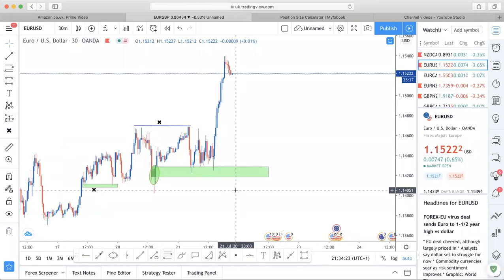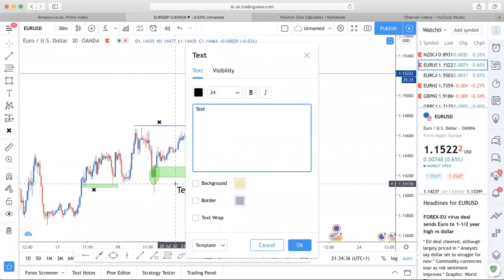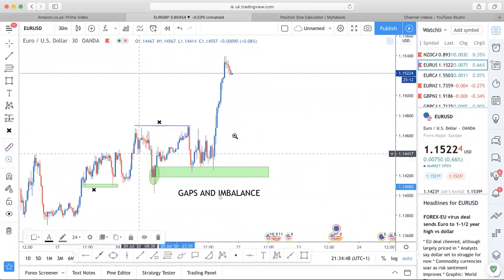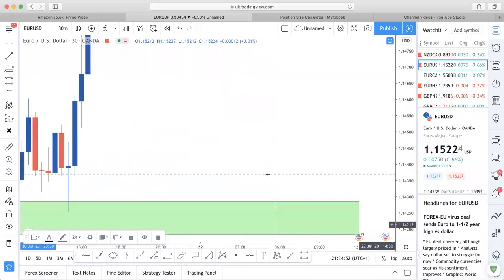Good. One more thing I am going to show you. Now we understand what liquidity is. We understand what an institutional candlestick is. The next thing that I want us to understand in trading smart money is gaps and imbalance. What do I mean by gap and imbalance? I'm going to zoom into this area and I'm going to show you something.